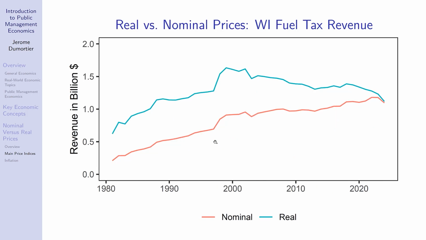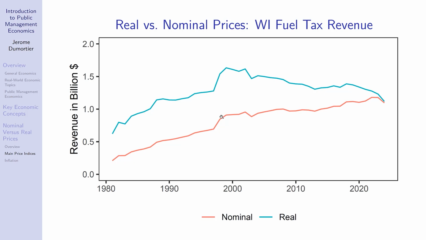Now, if you're plotting nominal values or nominal dollar values instead of real values, then this can be misleading, as you can see here. And this is an application for public finance or public policy. So you can see here the Wisconsin fuel tax revenue over time. And you see that if you're measuring it in nominal terms, it has been steadily increasing over time.